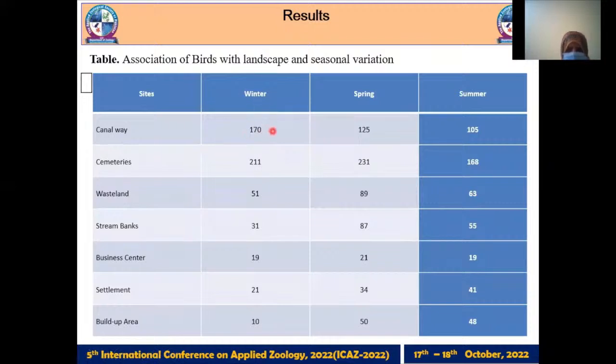Now this table shows the association of birds with landscape and seasonal variation. A highly significant difference was observed between open field areas and built-up areas. More diversity was found in open areas, that is canal ways, cemeteries, wasteland, and stream banks, while the enclosed areas, business centers, settlement areas, and built-up areas had low diversity. Similarly, the total number of bird species identified in open areas and built-up areas was also very different. These differences also show across winter, spring, and summer. Winter and spring seasons show higher diversity as compared to summer.